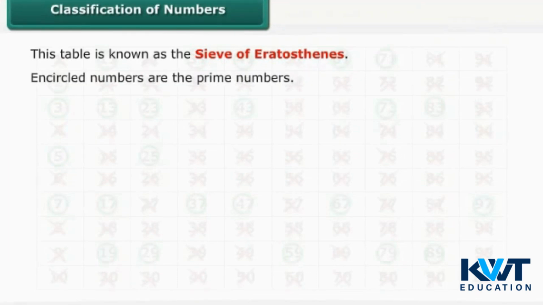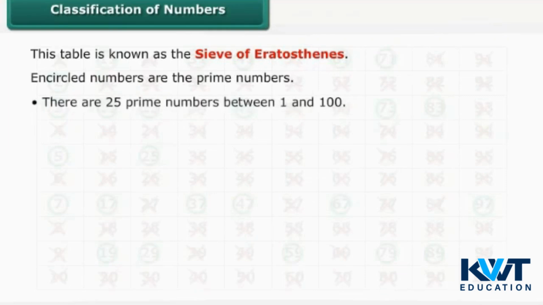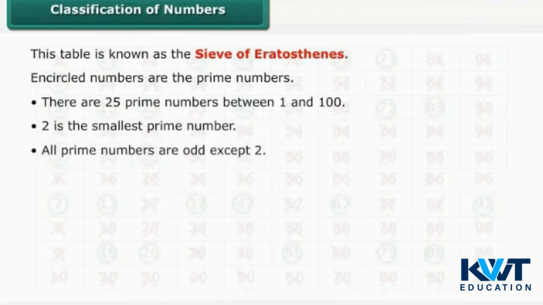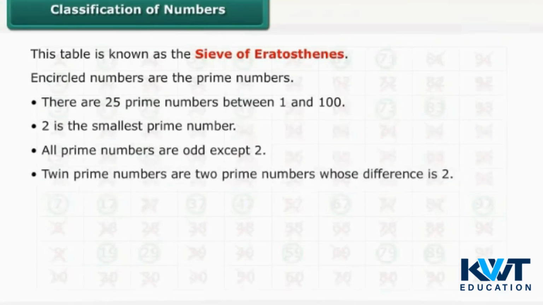The encircled numbers are prime numbers. There are 25 prime numbers between 1 and 100. 2 is the smallest prime number. All prime numbers are odd except 2. Twin prime numbers are two prime numbers whose difference is 2.